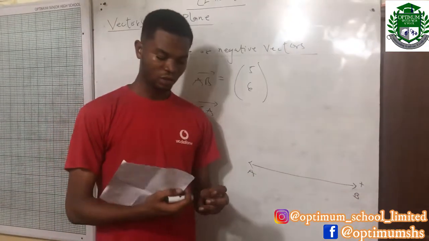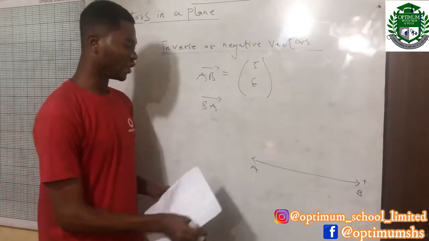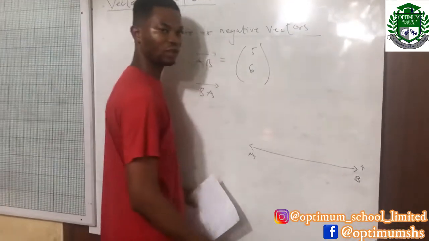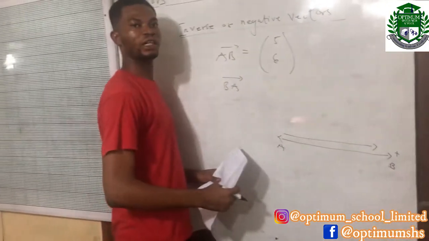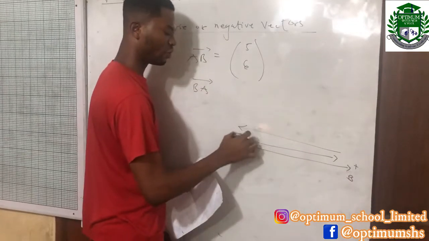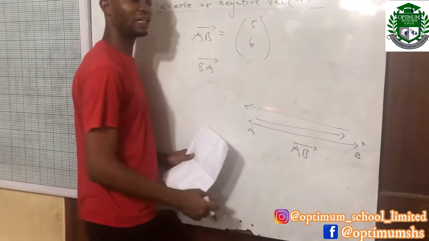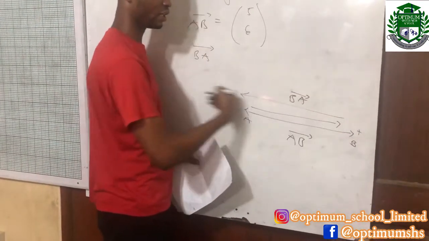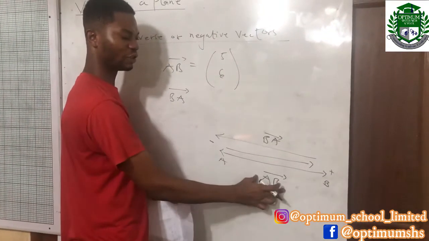Okay, so let's use this diagram here to explain what inverse or negative vectors are. Assuming you are walking on this road, you started from A and you are heading towards B. You realize that the direction is in the positive direction. What if you are coming back? So here when you are going, you can say I'm starting from A and ending at B. What if you are starting from B and coming back to A? Realize that it is the opposite of this one.